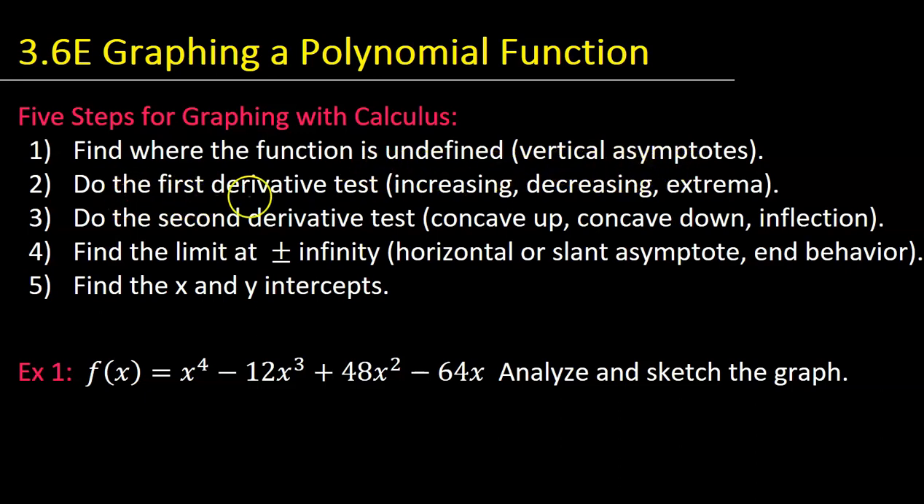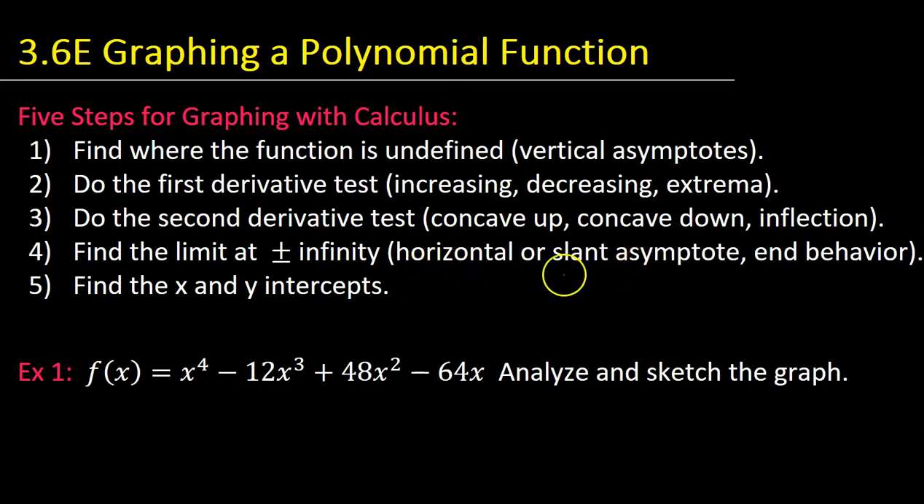Step 2, use the first derivative test to determine where the function is increasing or decreasing, and we'll find any extrema, relative max, relative min. Step 3, second derivative test. This will tell us where the function is concave up or concave down, and we can identify the points of inflection. Step 4, the limits at positive or negative infinity will tell us the horizontal or slant asymptote in general.